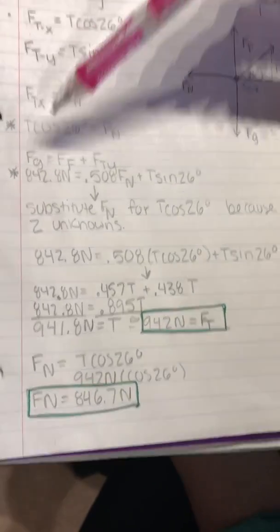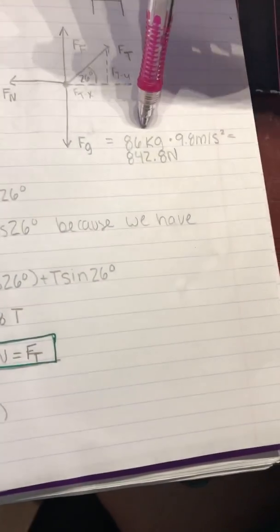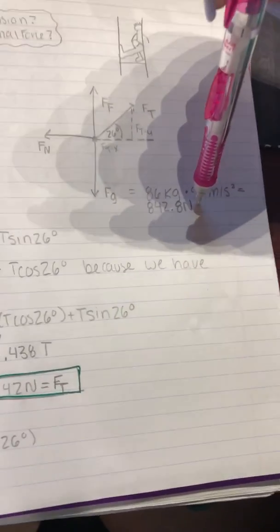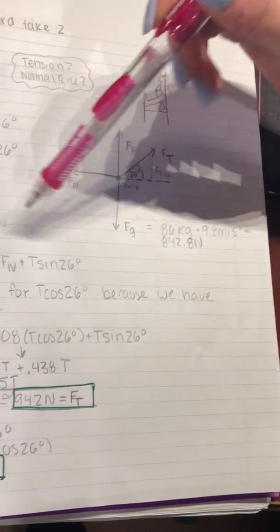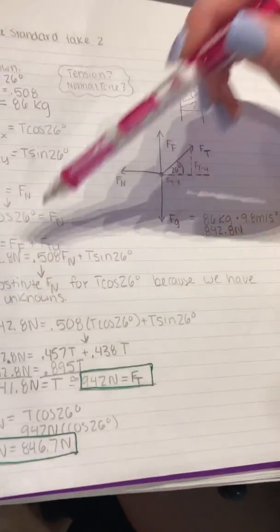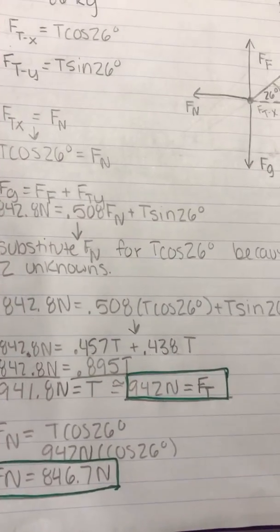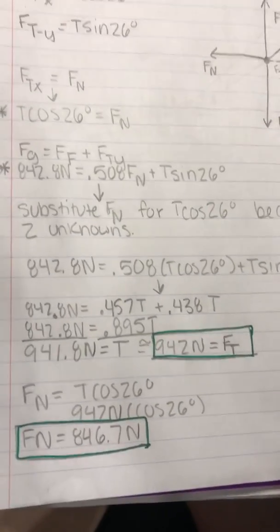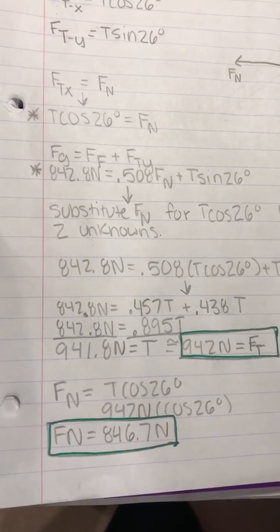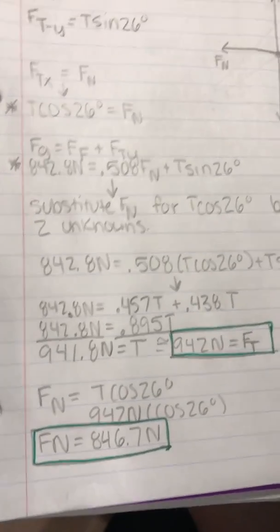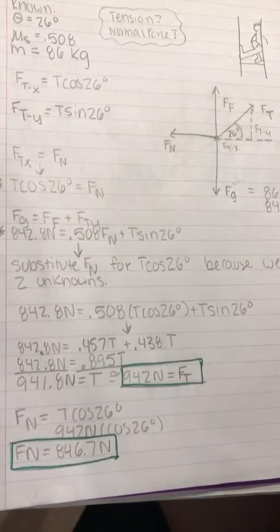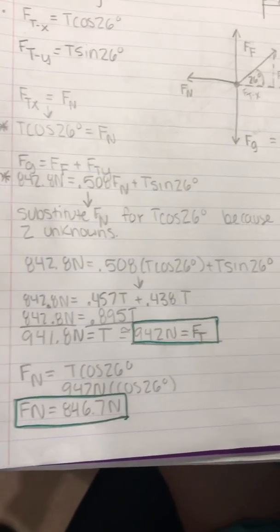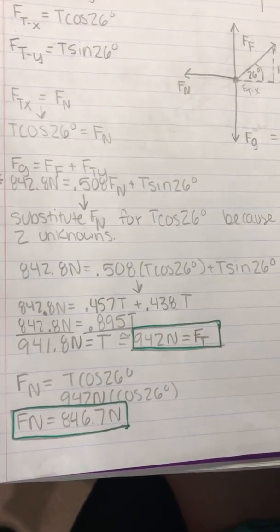So we found our force of gravity by multiplying his mass times 9.8 meters per second squared to get 842.8 newtons. That's going to equal the coefficient, which is 0.508, times the normal force plus T sine of 26 degrees. So now we have two equations with two unknowns. So we're going to substitute the force of normal for T cosine of 26 degrees because we have those two unknowns, so we're going to make an expression.